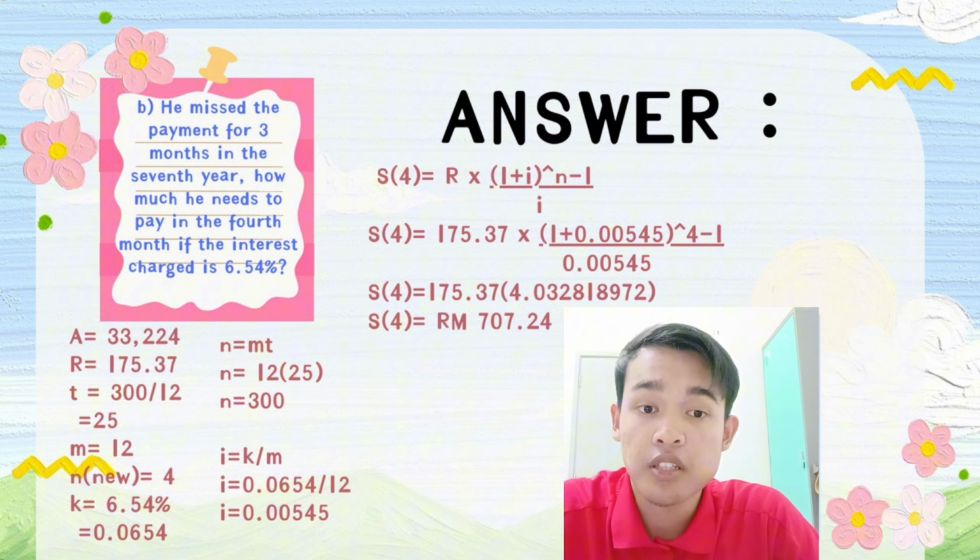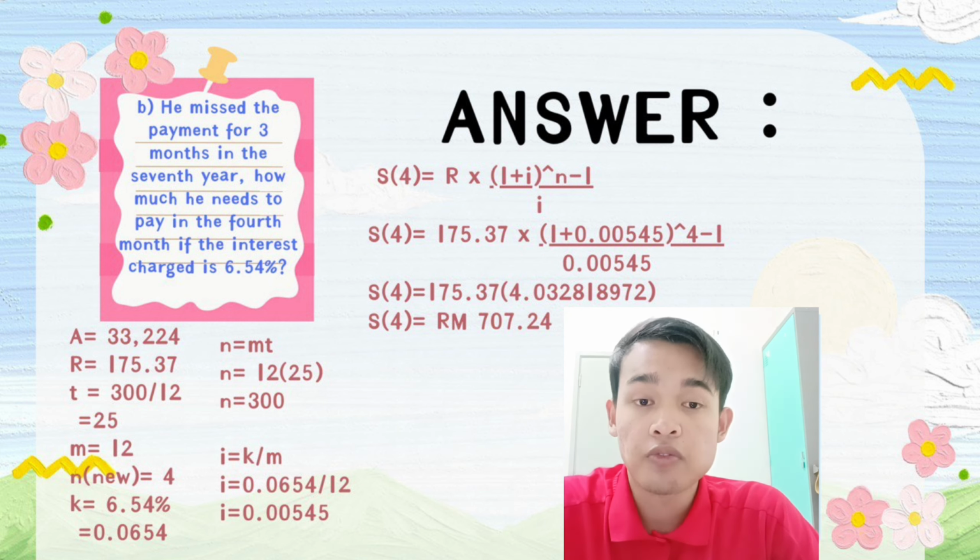Next step, we want to find the T. Need to remember, T need to be in years. So we will divide the 300 months by 12. Then we will get our final answer, 25 years. Next step, we want to find the M. M is actually the frequency of payment. Tengku Sumbu pay his loan monthly, so it's equal to 12. M equal to 12. Next step, we want to find the value of N.